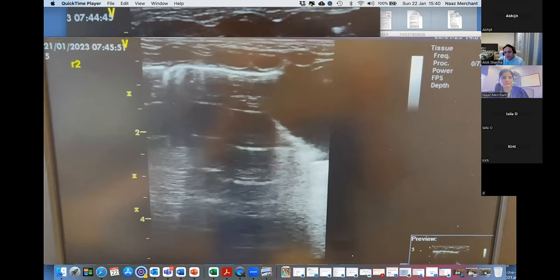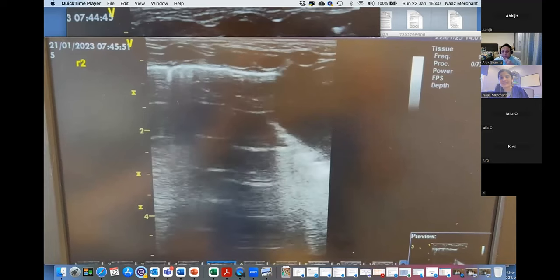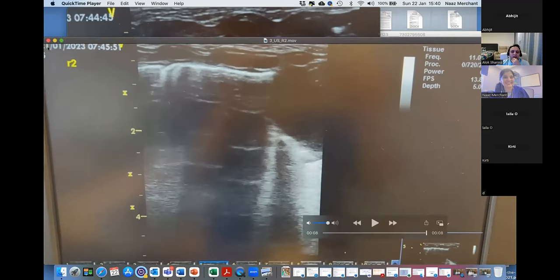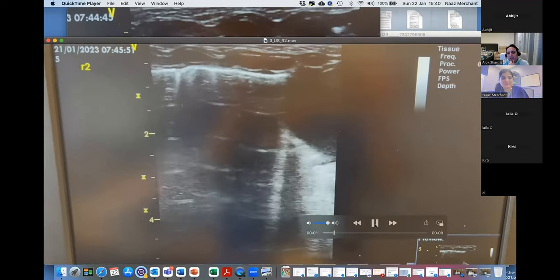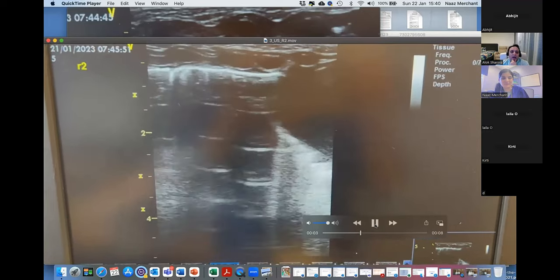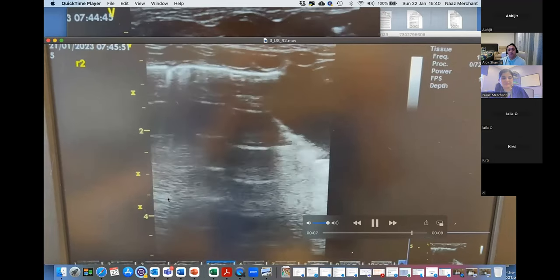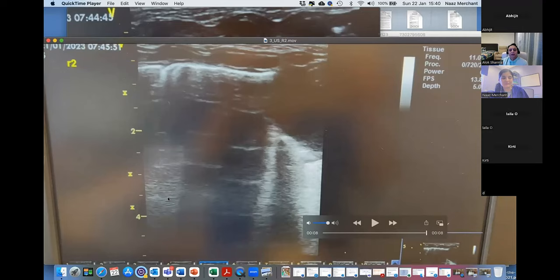Do we know what the CRP on this baby was? Less than 5, at the first one. Sure. For me, the pleural line looks pretty smooth over here. This is a dominant A profile. So you recruited a lot of the lung, but you've definitely got an area of consolidation in that portion below, which is deep consolidation. It's not superficial consolidation.